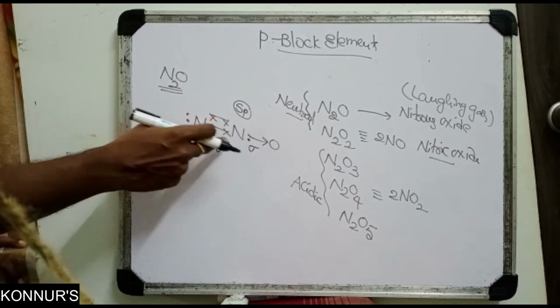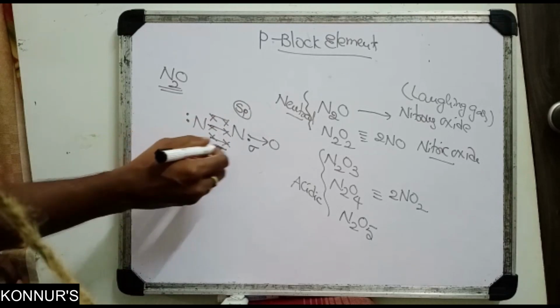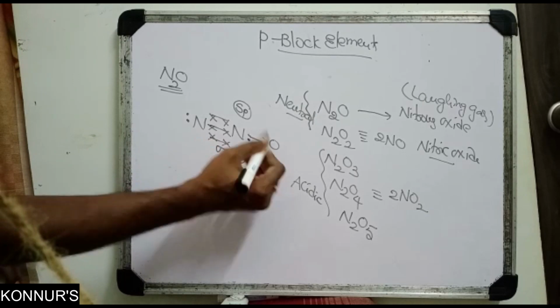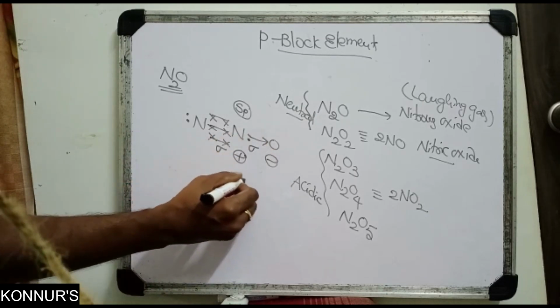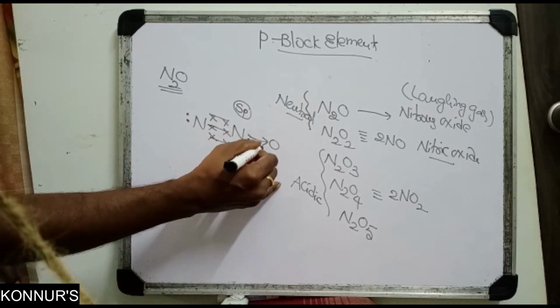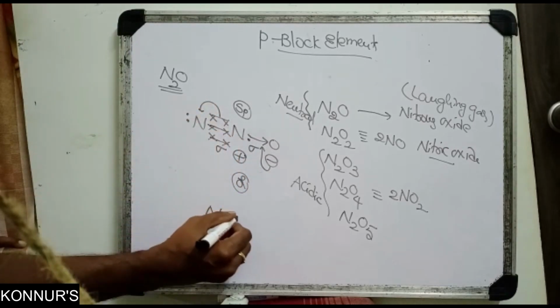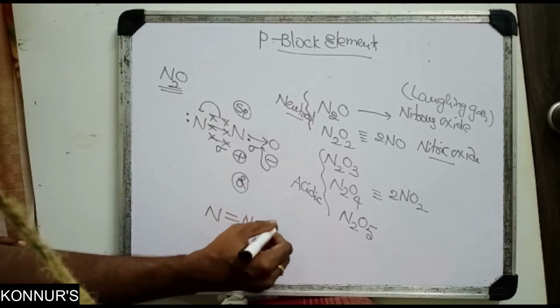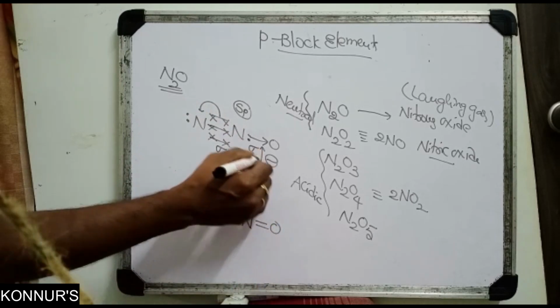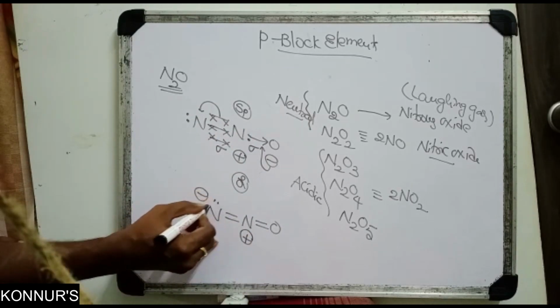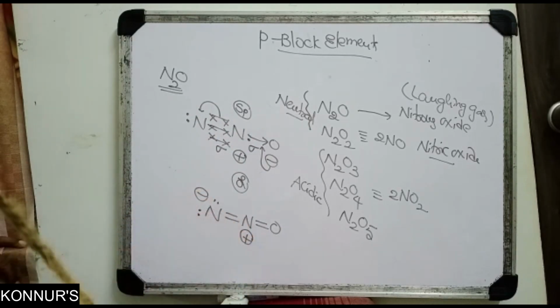Next, here you can write positive, here negative. Otherwise, in another possible structure, the negative charge comes here, so it goes to this side. So you get N double bond N double bond O, with the negative charge coming here, positive as it is, and you get two lone pairs. So these two are the structures of N2O.